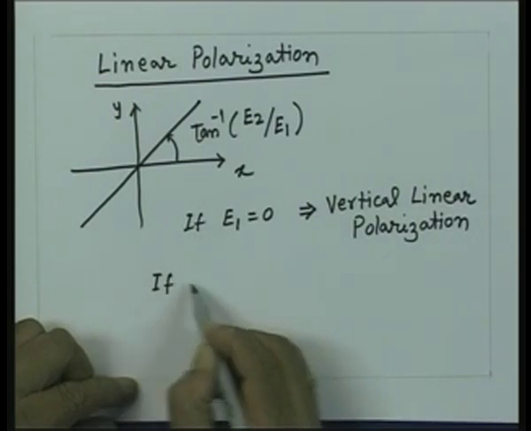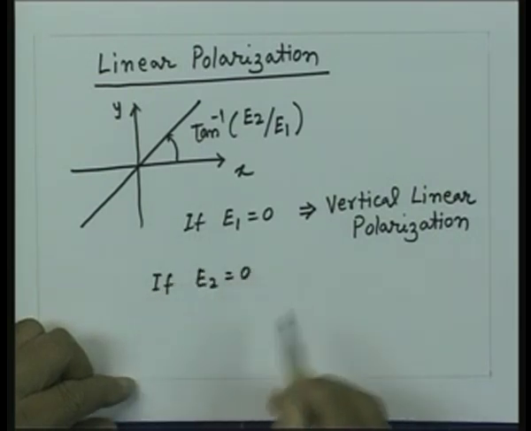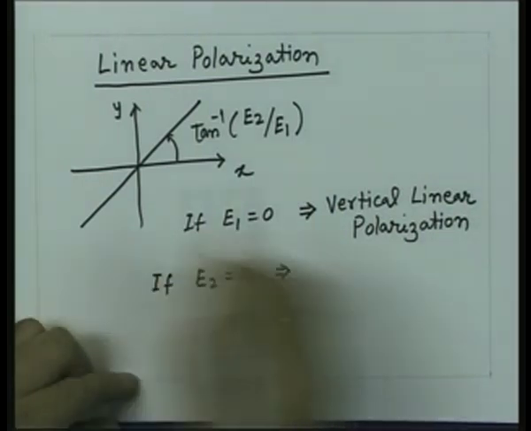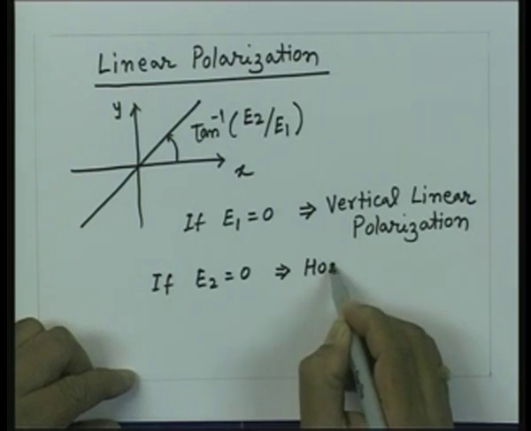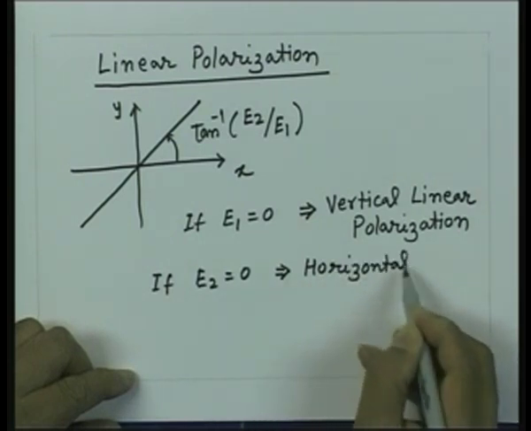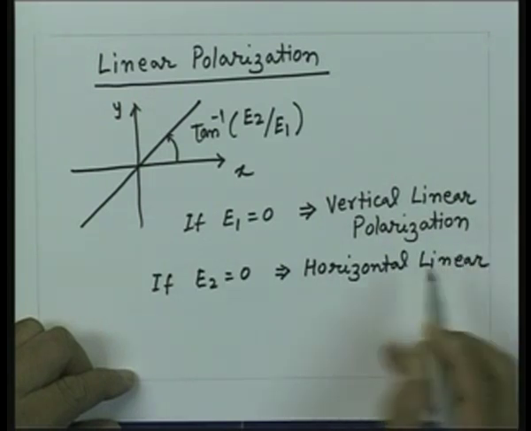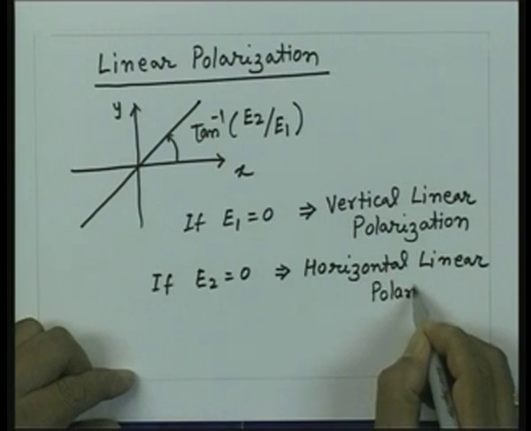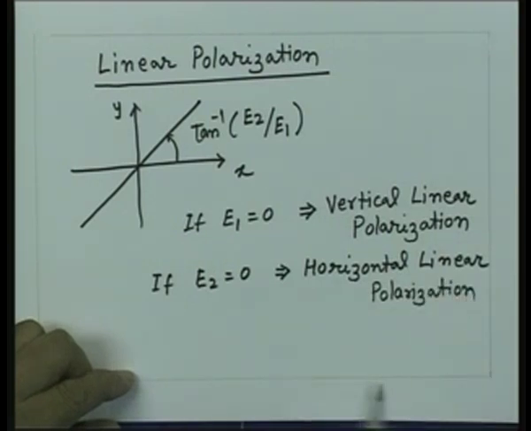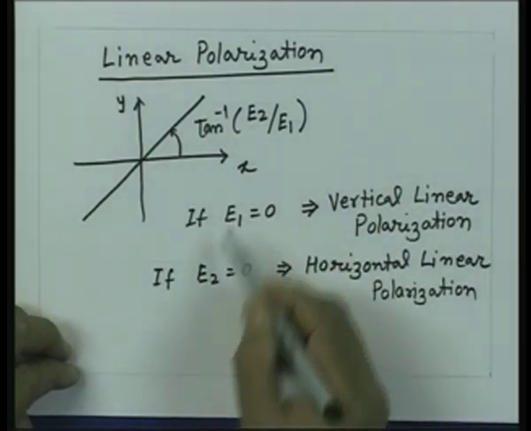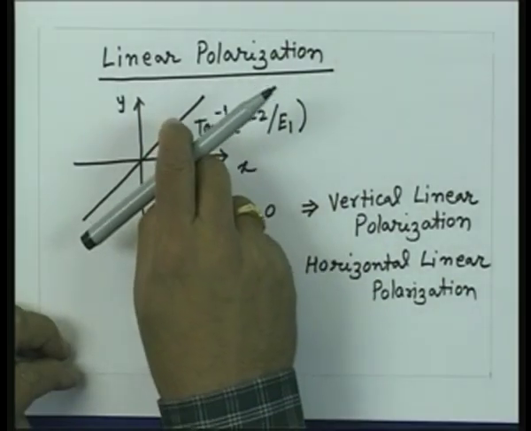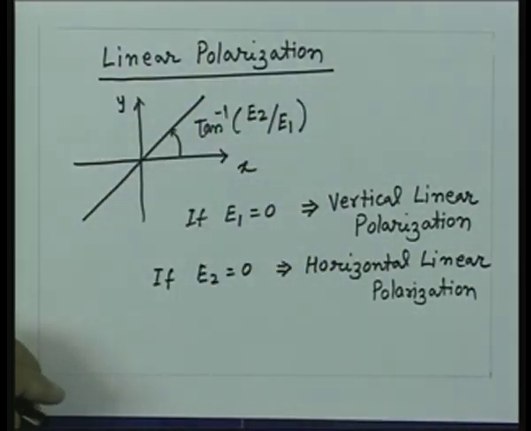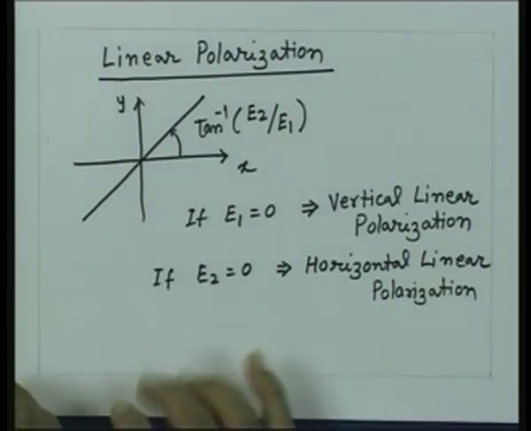Similarly, if E2 is equal to 0, that gives me the line which is horizontal. So, we call that polarization horizontal linear polarization. In a special case, when E1 is equal to E2, the line will be at the 45 degrees with respect to x and y axis. So, in general we see that if the phase difference between the two electric field vectors is 0, then you always get a polarization which is linear polarization. This is one of the special cases of the general ellipse.